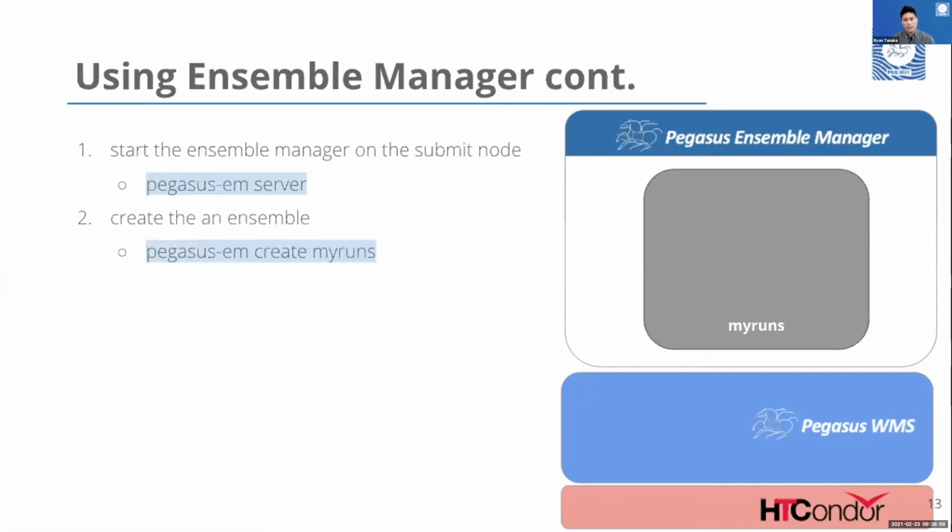Next, you need to create the ensemble. In this example, we'll create an ensemble called myruns using the command pegasus-em create myruns, which gives us this right here. And we'll use this name myruns as a namespace when performing operations on its workflows.